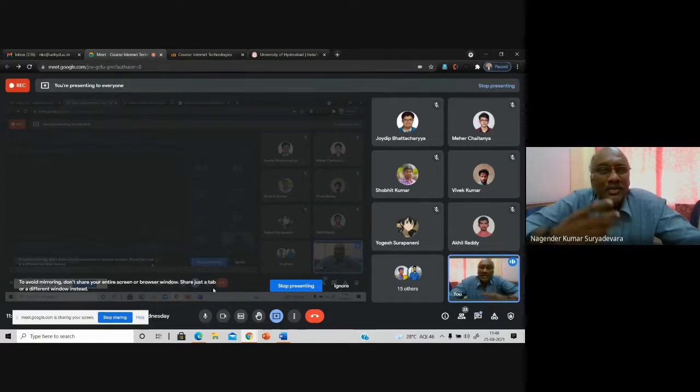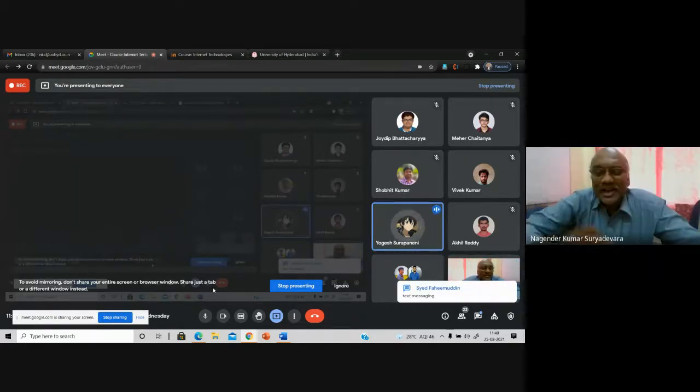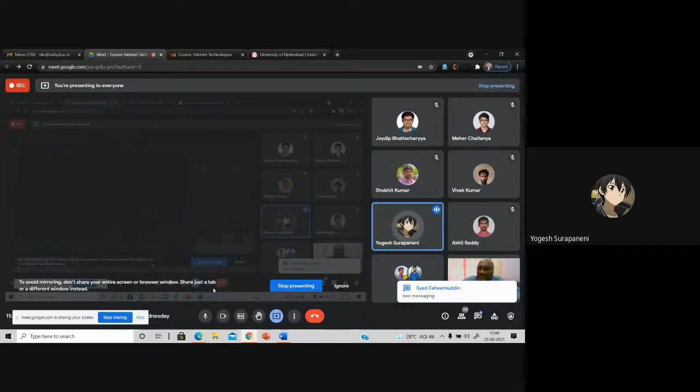Now tell me an example of a data transfer where reliability is not that important for us. Maybe a meeting application like this, where even if one frame is missed, there will be no problem.